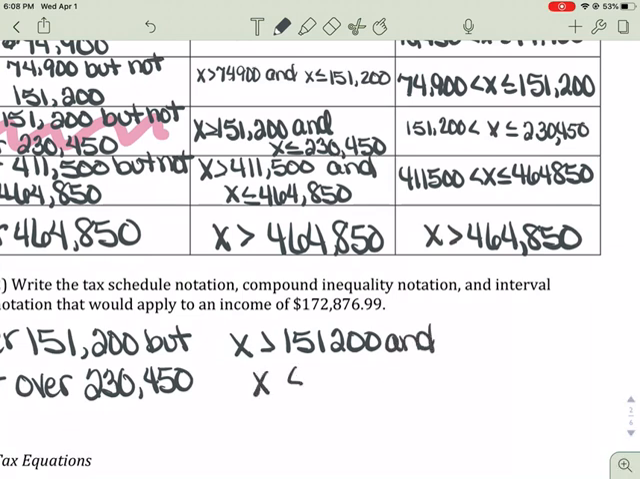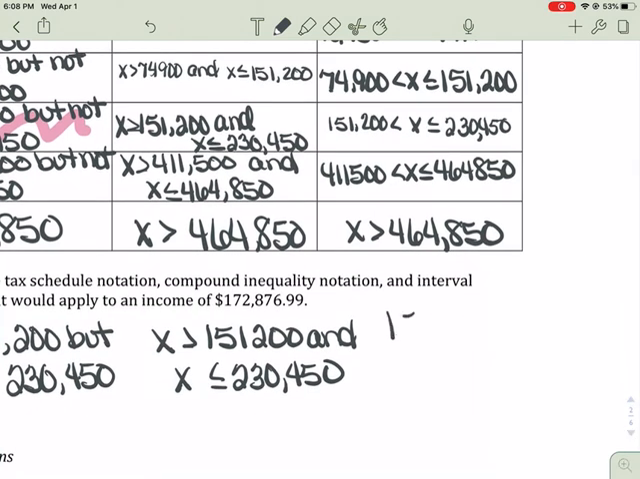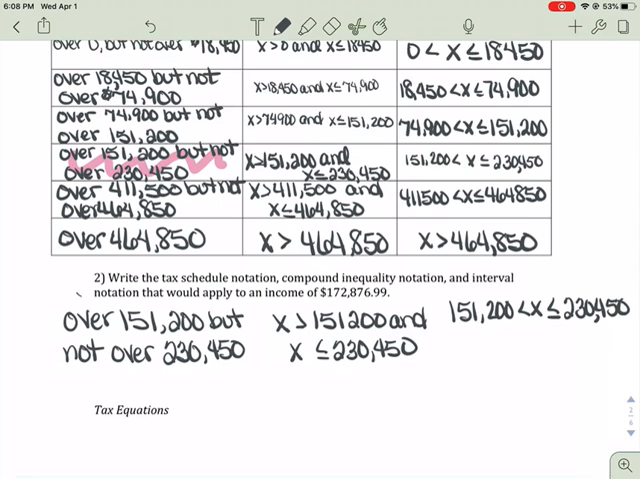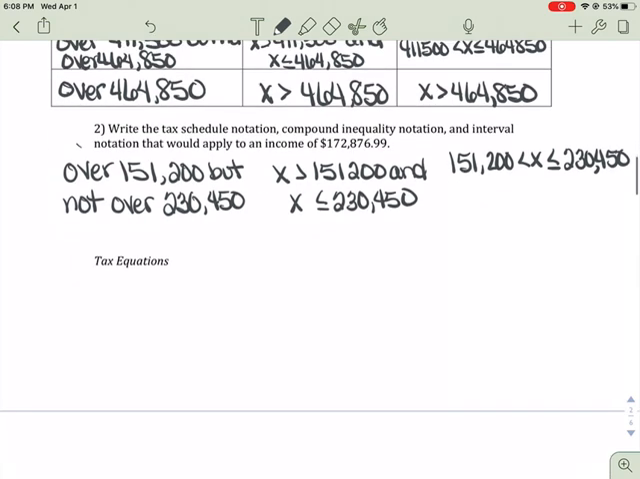And X is less than or equal to 230,450. And then the interval notation, 151,200 is less than X, which is less than or equal to 230,450. Okay. All right, so that's all we're doing for that.